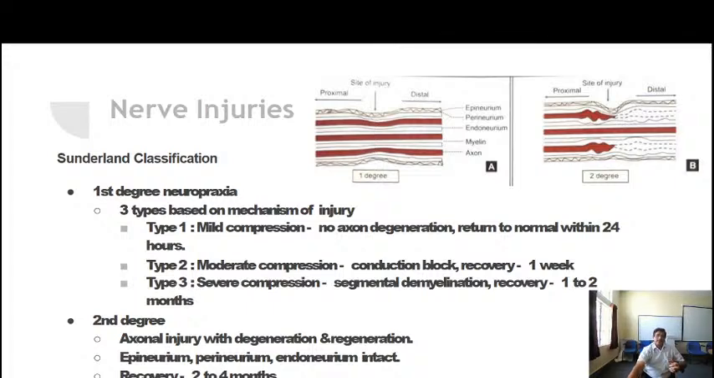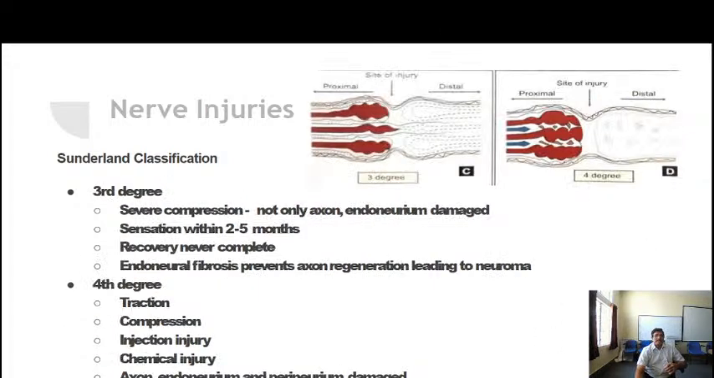There is a third type, a little more severe compression, where there is segmental demyelination, and in such conditions it may take about 1 to 2 months. Then you have the second degree of degeneration, where the axon injury is there with degeneration, and the epineurium, perineurium, endoneurium are intact, so there is always a chance for the nerve to recover, but this may take roughly 2 to 4 months.